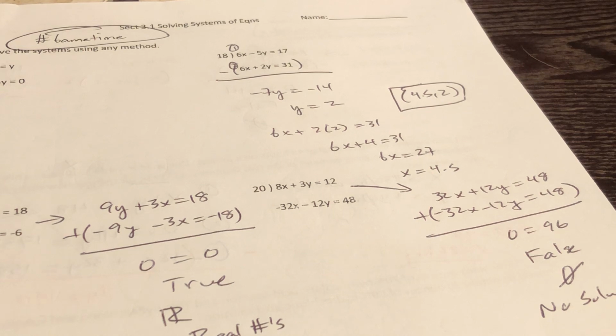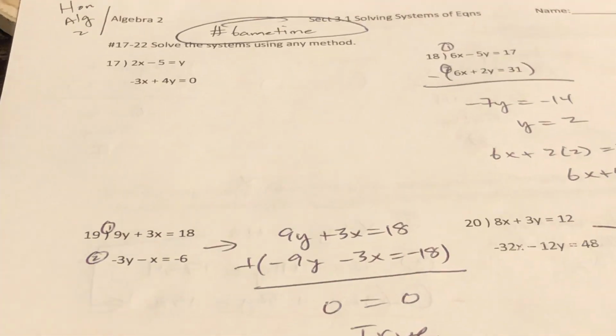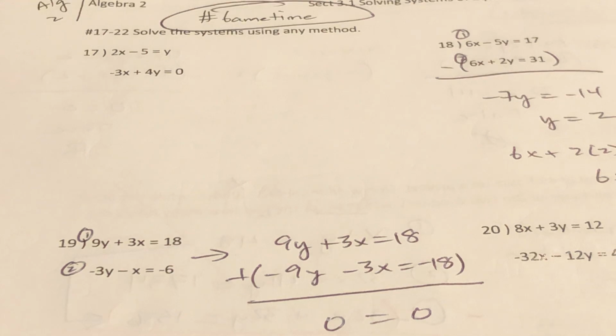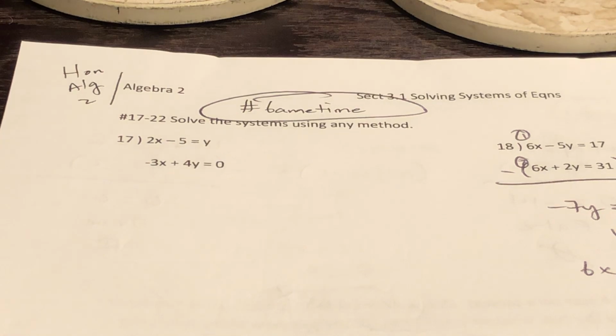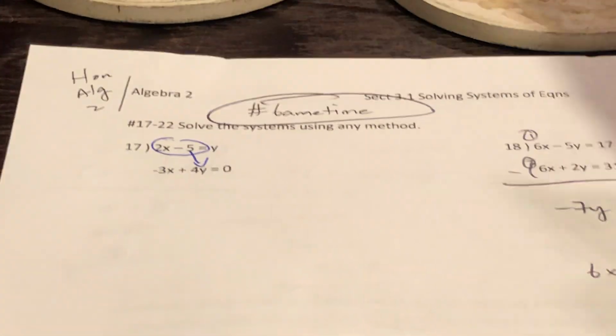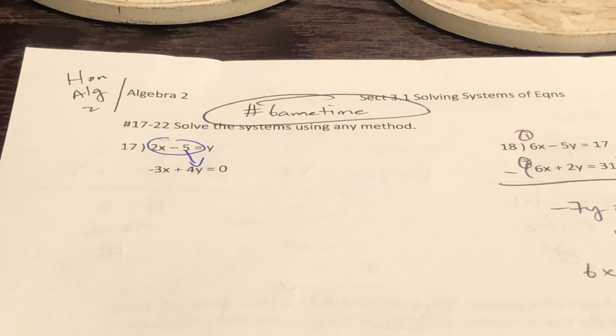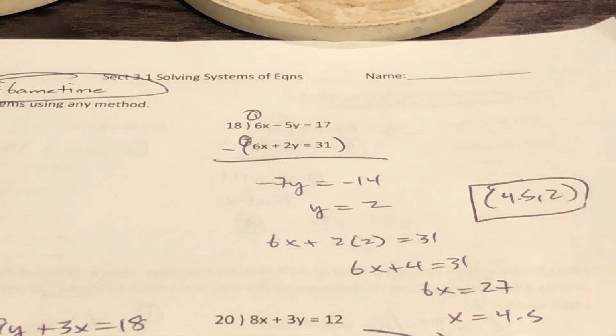This page technically says hashtag game time, so I'm going to do most of these with you. Look at 17. You're going to use substitution on 17. You know exactly what y is, so you're going to take this and plug it in for y right there. Negative 3x plus 4 times 2x minus 5 is equal to 0. You're going to solve for x. Whatever x is, you plug that in the top equation.